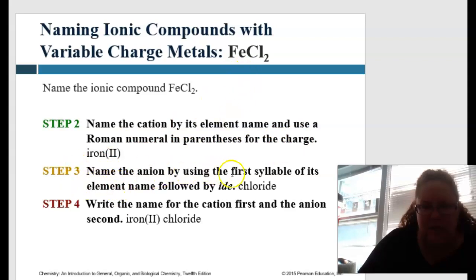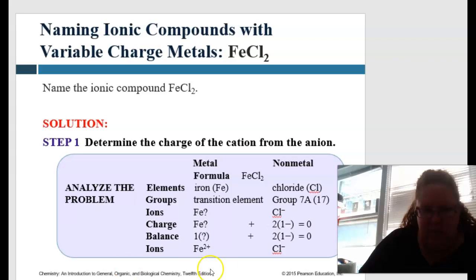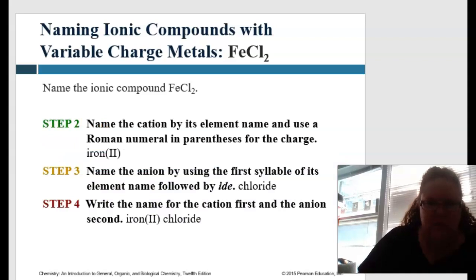Then name the anion by using the first syllable of the elemental name plus "ide," so that'd be chlorine, chloride, and then write the name for the cation first and the anion second. So that would end up being iron(II) chloride. Going back to that other one, this is how we end up getting the iron(II), because the chlorine had the -1, right? And so we had 2 of those from the chlorine, so 2 -1s means that we need a 2+ charge to equal that out. And so that ends up being how we get the FeCl2.